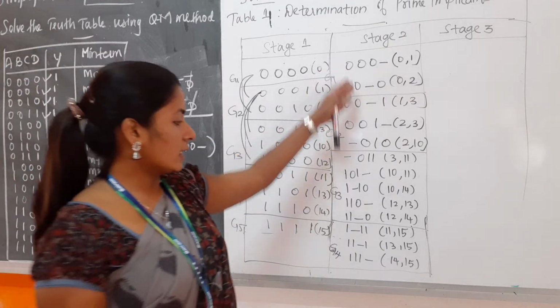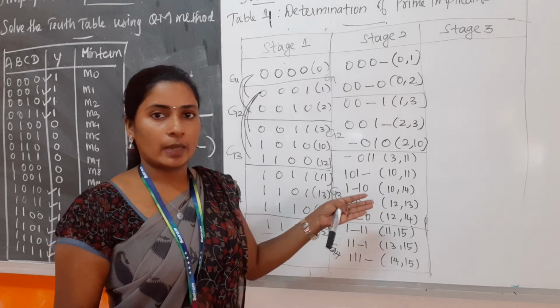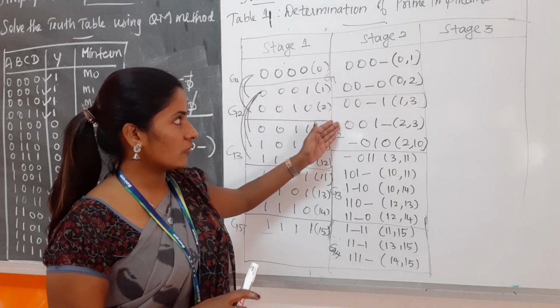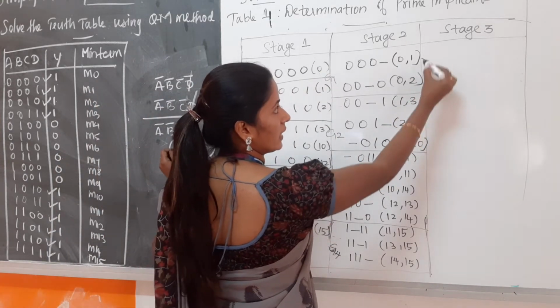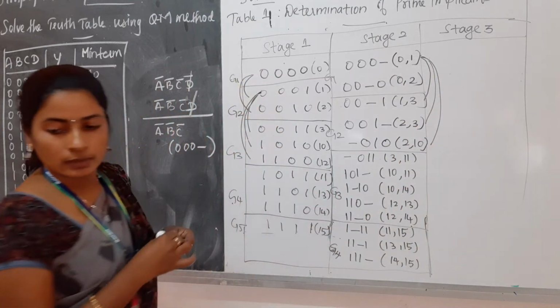So now I divided them as groups. There are 4 groups in stage 2. In the same way I will compare: all the elements of G1 should be compared with all the elements of G2. So first 0,1 will be compared with 1,3, then 2,3, then 2,10.